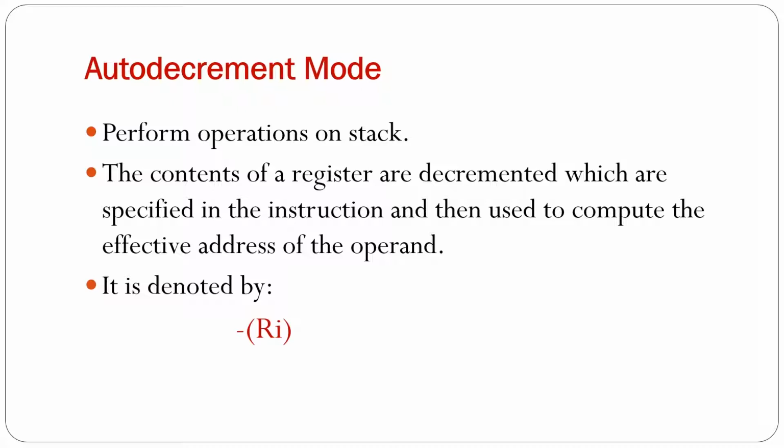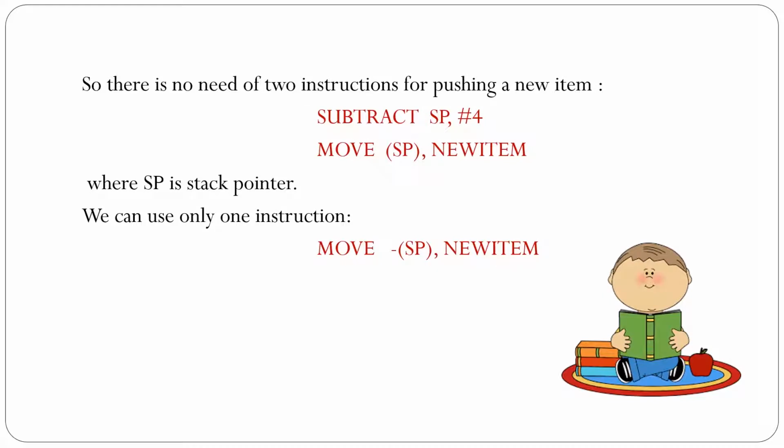Auto-decrement mode. This addressing mode is also used to perform operations on stack. Here, the contents of a register specified in the instruction are decremented and then used to compute the effective address of the operand. It is denoted by minus Ri. So there is no need of these two instructions for pushing a new item: subtract SP 4, move SP new item. Where SP is stack pointer, we can use only one instruction, move minus SP new item.